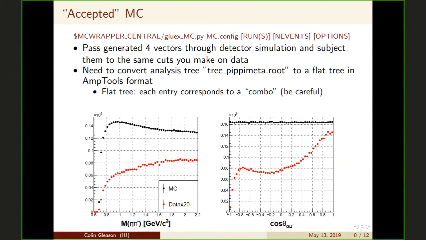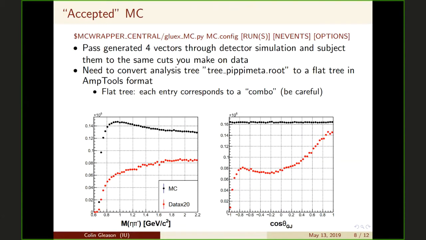Right. So then this is what happens to the accepted Monte Carlo. Why does this say data? Pass generated four-vectors through the detector simulation, subject them to the same cuts you make on data. Bert, this efficiency? Yeah, I think it's the reconstructed Monte Carlo. It's not data. I think this is the reconstructed Monte Carlo times the efficiency. This is the generated, and this is the reconstructed.